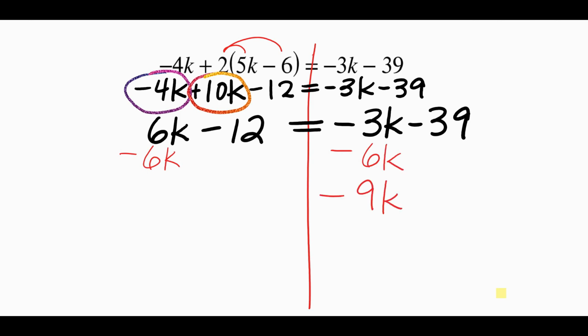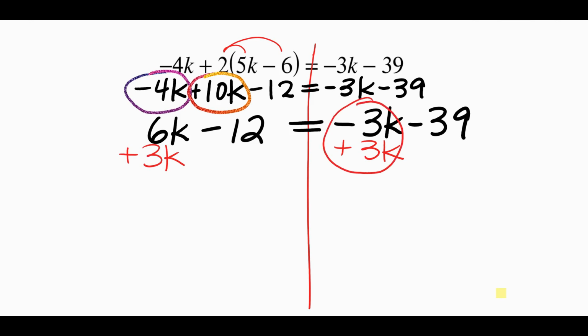So I don't like having a negative variable, so I'm not going to choose to do that. Instead of moving my 6k, I'm going to move my negative 3k. So the opposite of a negative 3k is a positive 3k. And when I go write it on this side, I write it right underneath the positive 6k. And I get a 0 pair over here.